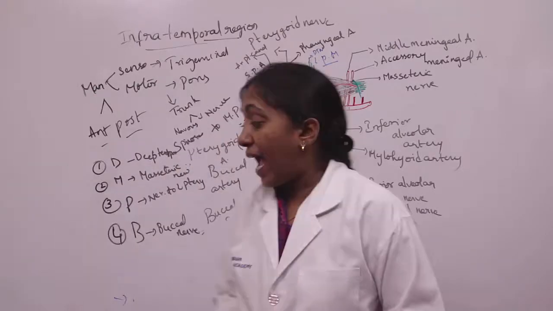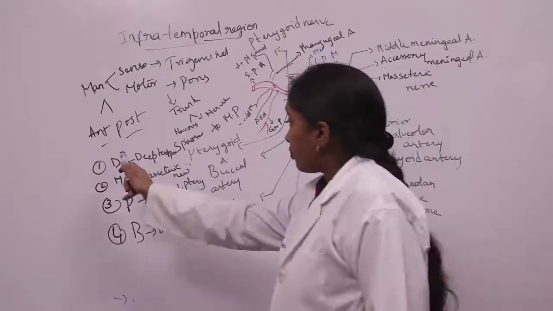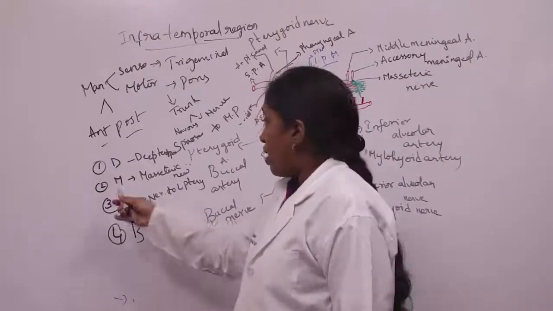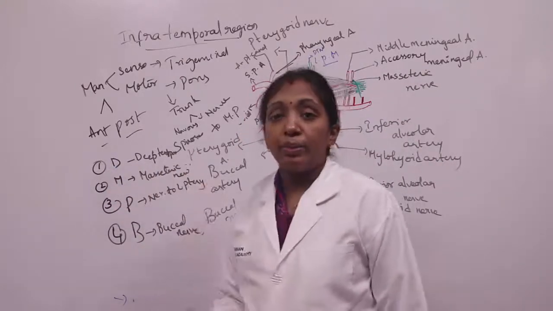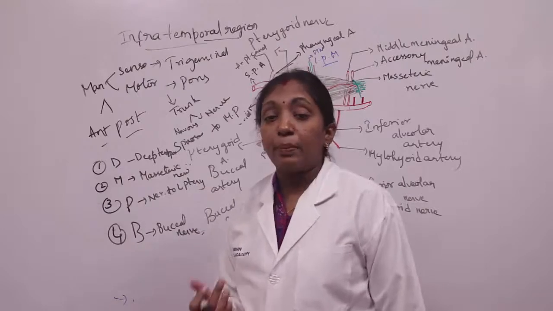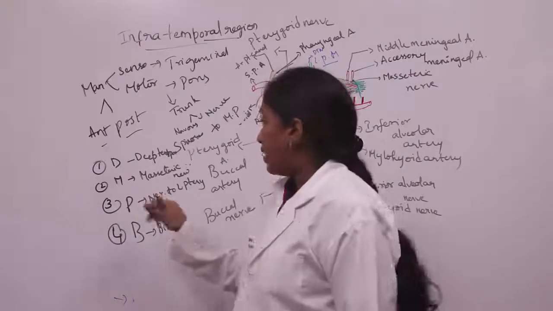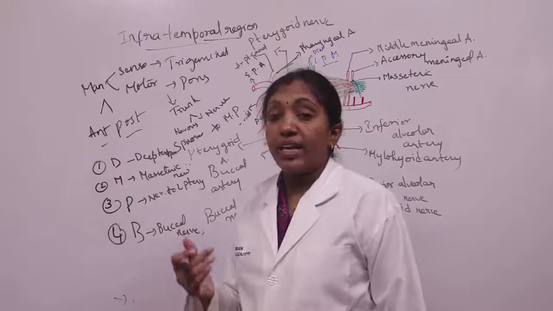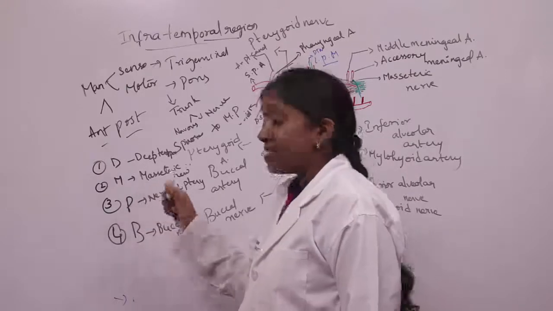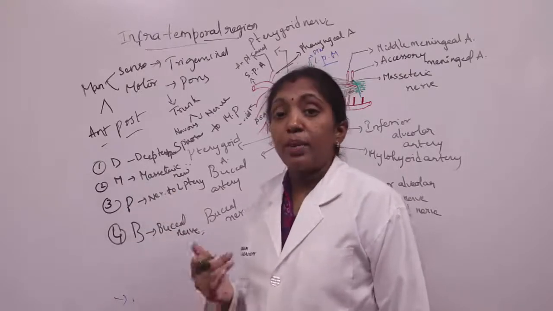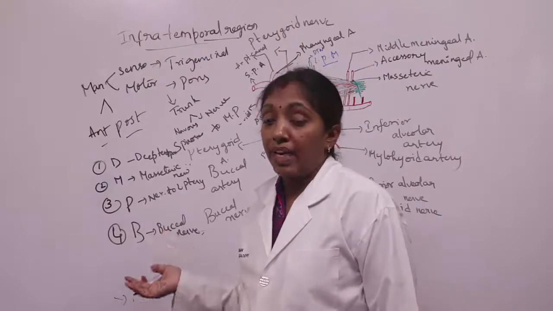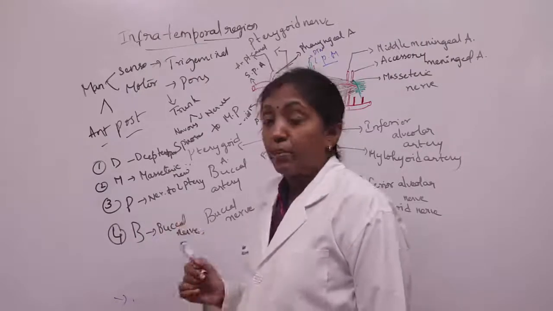So from the anterior division of the mandibular nerve, four branches come out. One is the deep temporal nerve. We know the deep temporal nerves are two in number. They supply the temporalis muscle. And the masseteric nerve supplies the masseter, and it also gives some articular twigs to the temporomandibular joint.